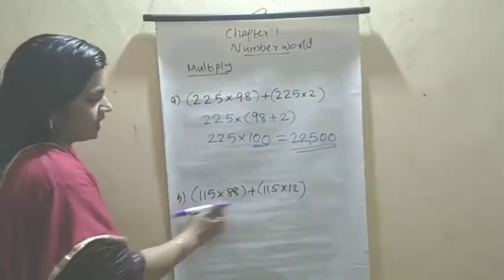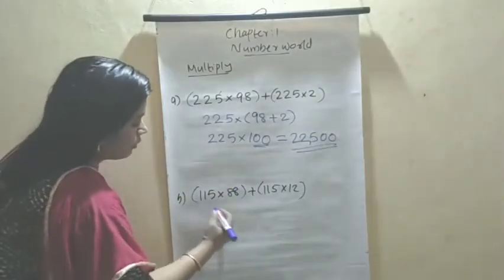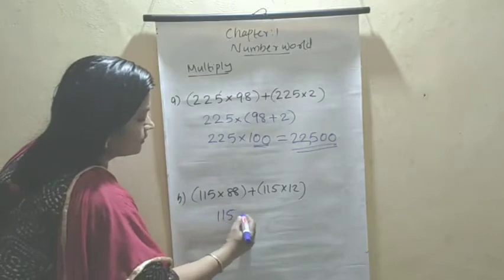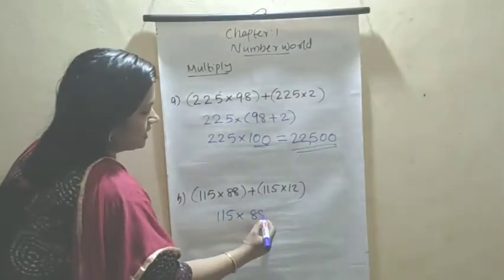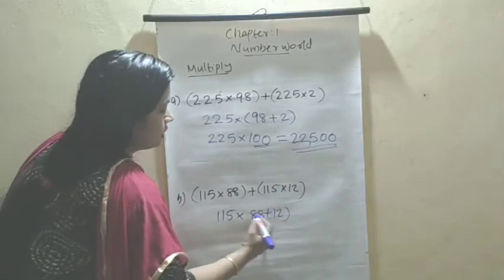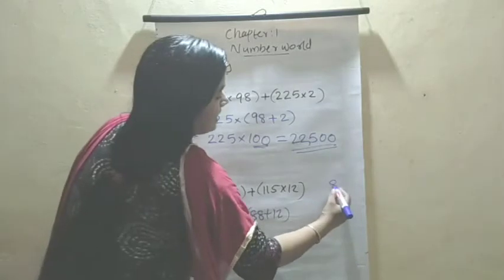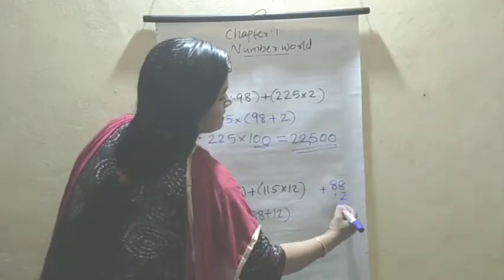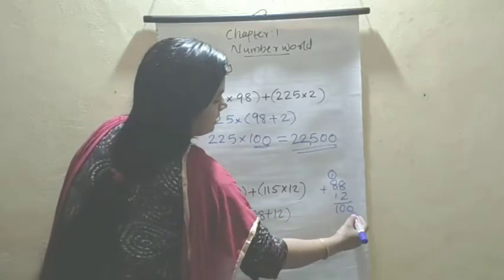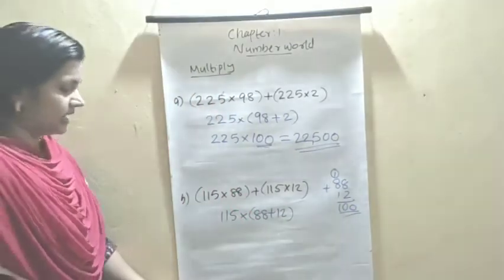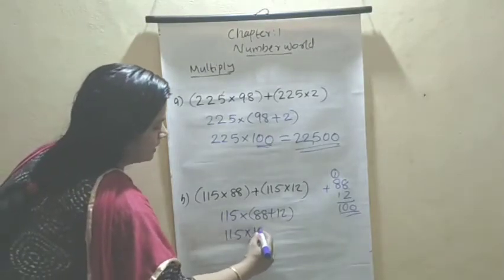Then use the same method for this problem. 115 is the same number. Then outside the bracket, write 115 into 88 plus 12. Put a bracket. So we can add 88 plus 12. What is 8 plus 2? 10. Again 8 plus 2 is 10. We got 100 again. So we can write 115 into 100.